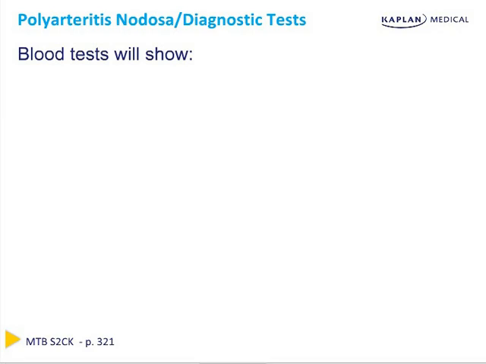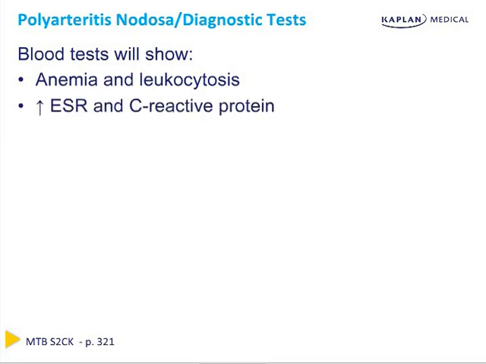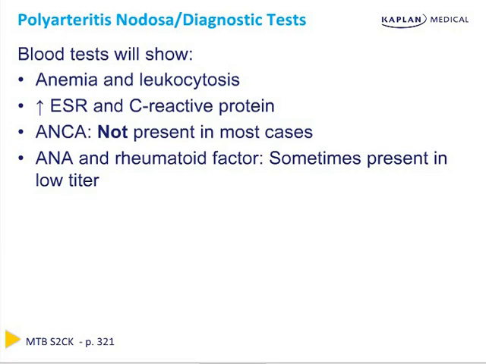When making the diagnosis of polyarteritis nodosa, blood tests are going to show anemia and leukocytosis because of blood loss and the immune system reacting against the process, an elevated ESR and C-reactive protein showing a general degree of whole body inflammation. ANCA is typically not present in most cases of polyarteritis nodosa. This helps us to distinguish it from other forms of vasculitis. ANA and rheumatoid factor, sometimes these are present, but typically it's a low titer, and again, ANA and RF can be present in a lot of other autoimmune processes as well.